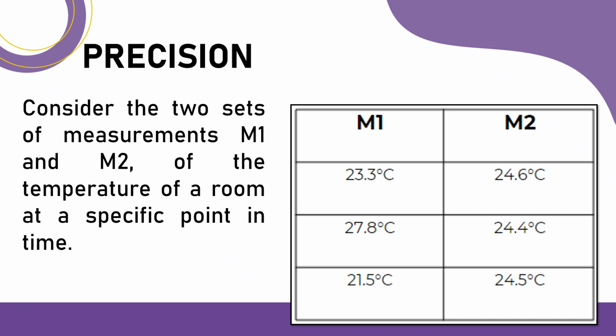Now, considering the two sets of measurements, M1 and M2, of the temperature of a room at a specific point in time, which data set shows precision? M1 has the following measurements: 23.3 degrees Celsius, 27.8 degrees Celsius, and 21.5 degrees Celsius. M2 has 24.6 degrees Celsius, 24.4 degrees Celsius, and 24.5 degrees Celsius. Comparing these values, we could conclude that M2 is more precise since the measured values are closer to each other.